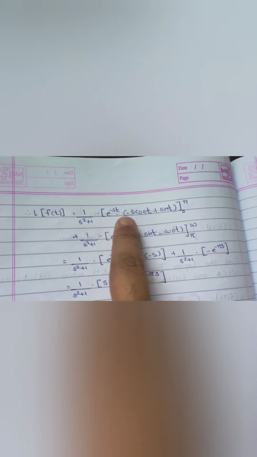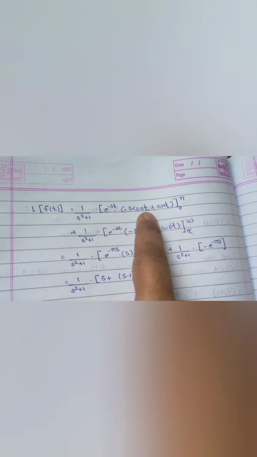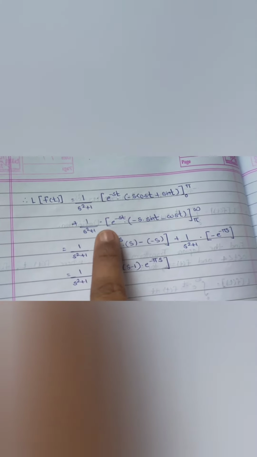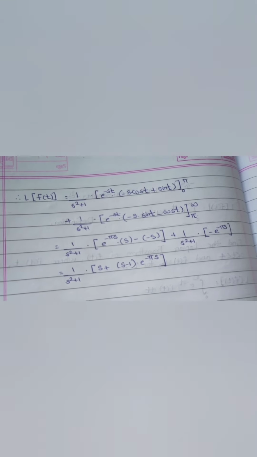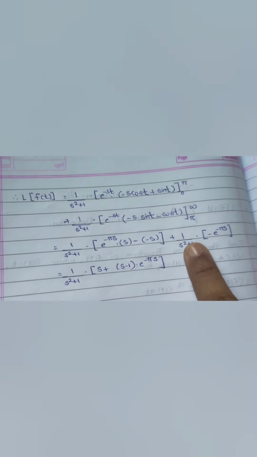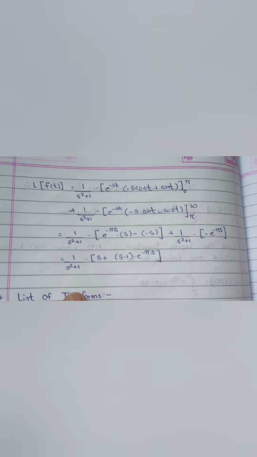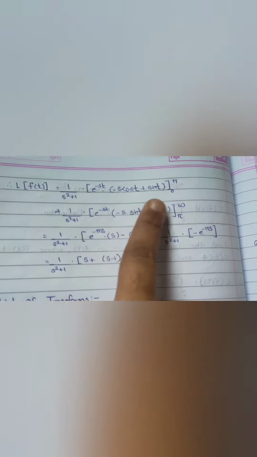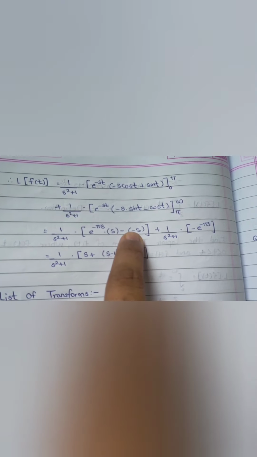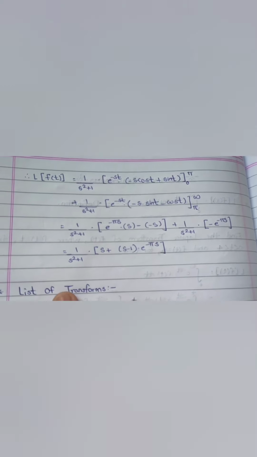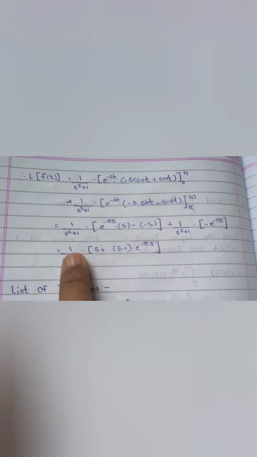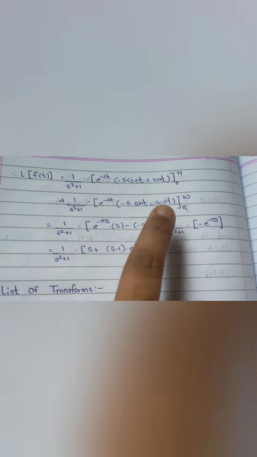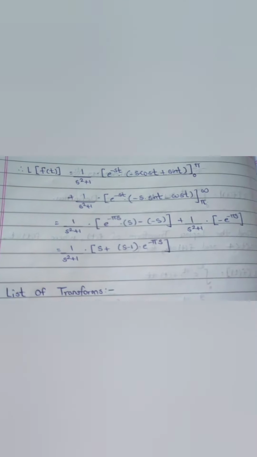So e raised to minus st into minus s cos t plus sin t, we will put the limits, same here we will put the limits again, that is e raised to minus st minus s sin t minus cos t from pi to infinity. Now when we put these limits, what we are getting is 1 upon s square plus 1 e raised to minus pi s, that is upper limits, and lower limits we will put same, and we get the final answer as 1 upon s square plus 1 into s plus s minus 1 e raised to minus pi s, because when you put e raised to infinity you get 0.